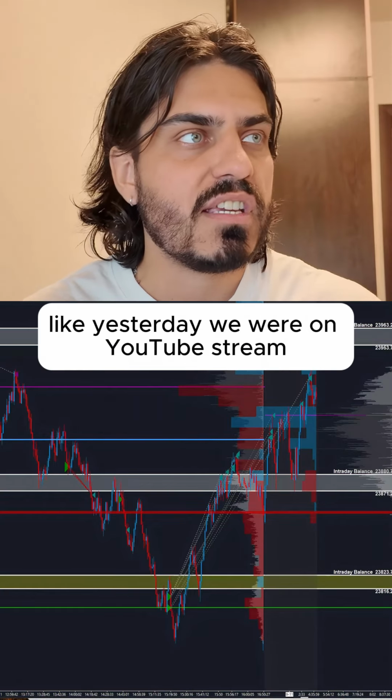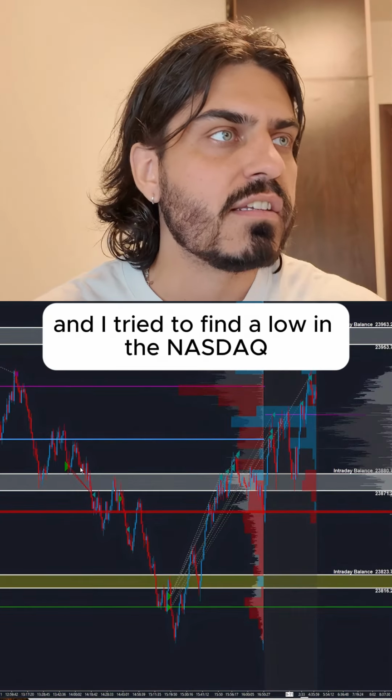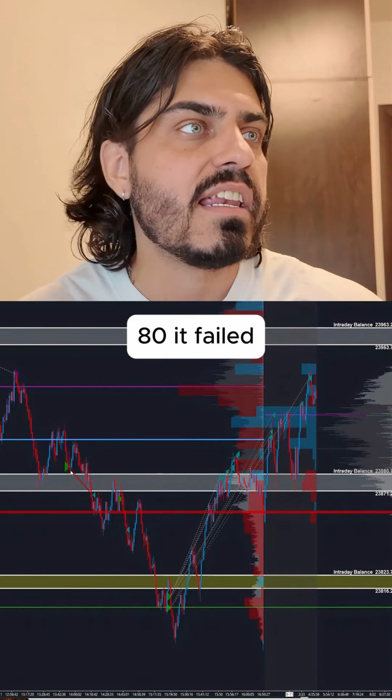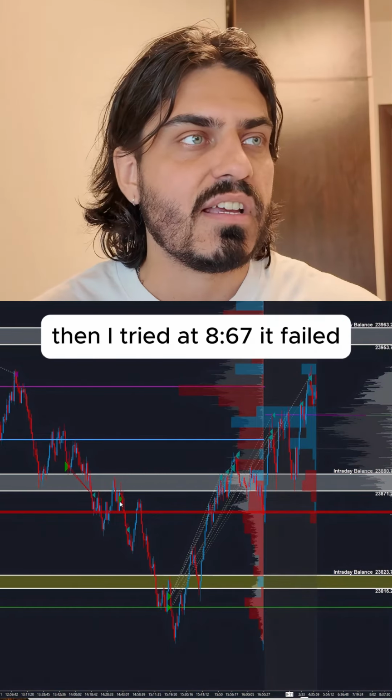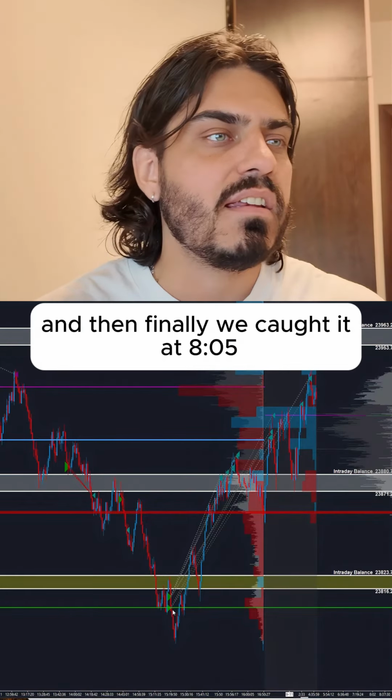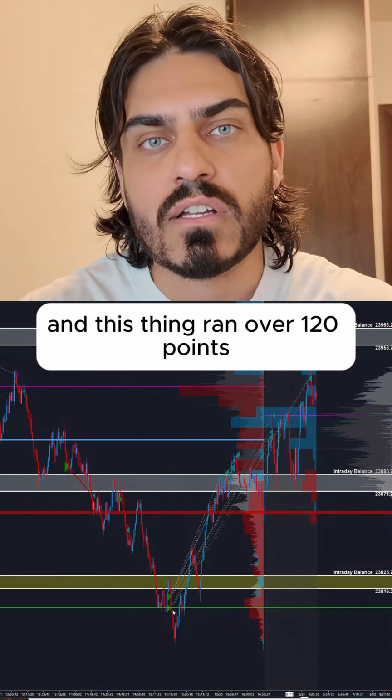So trying to catch knives like yesterday, we were on the YouTube stream and I tried to find a low in the NASDAQ, and the first move over here into 880, it failed. Then I tried at 867, it failed. This one was a bad trade. And then finally we caught it at 805, and this thing ran over 120 points.